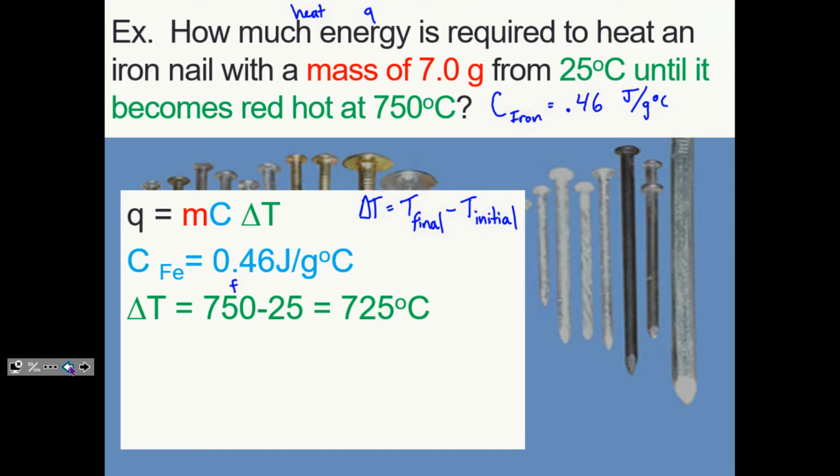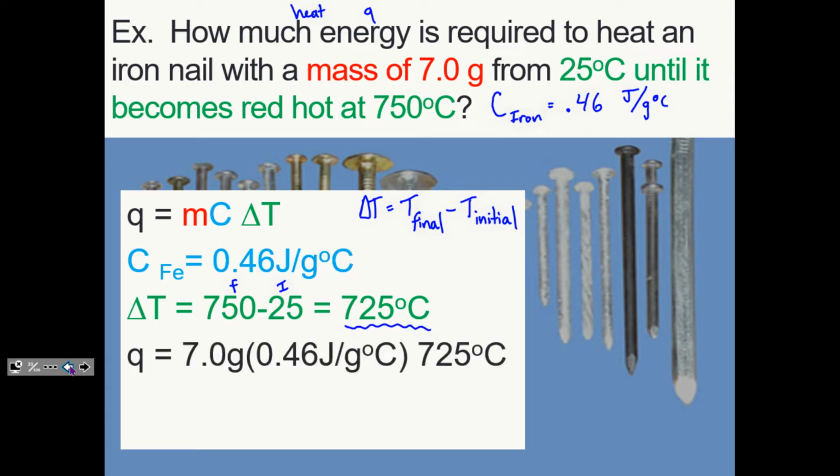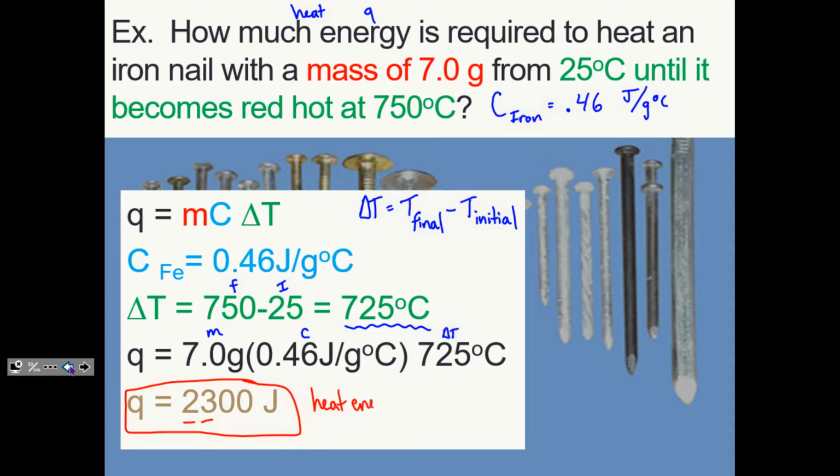The final, which was 750, minus the initial, which was 25, to get a total change in temperature of 725. I'm going to plug in everything. My mass is 7 grams, so there's my M, C for iron, and my delta T. And when you calculate those, we're going to multiply all those together. We're going to use 2 significant digits here. We're going to round, and we're going to get 2,300 joules. And if you wanted to be specific, you could say that that's heat energy absorbed because it is a positive value.